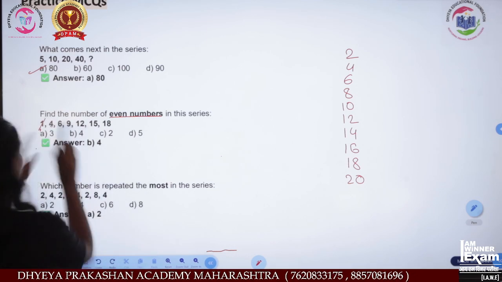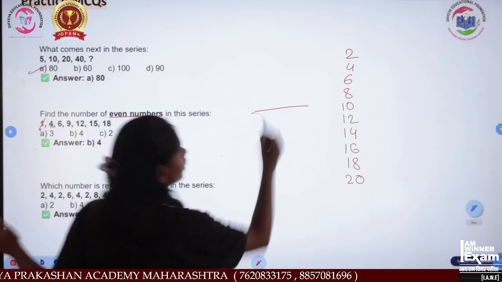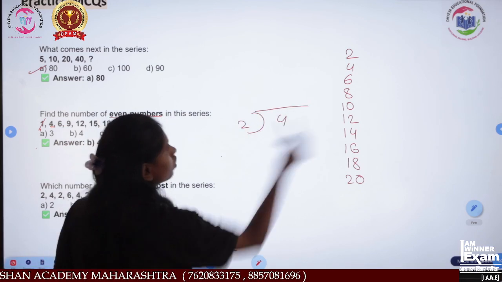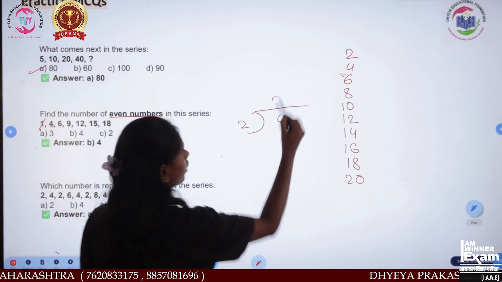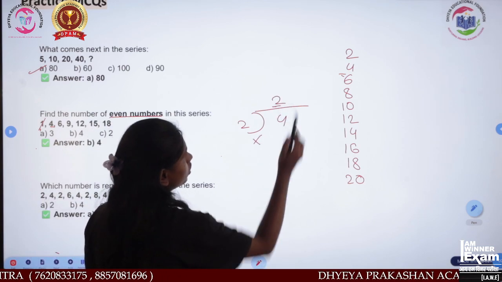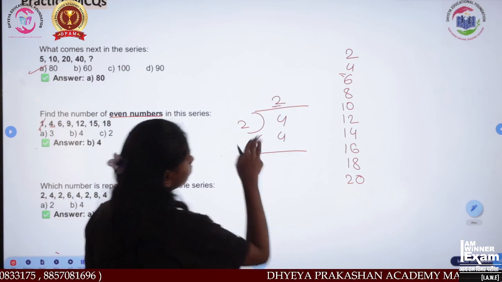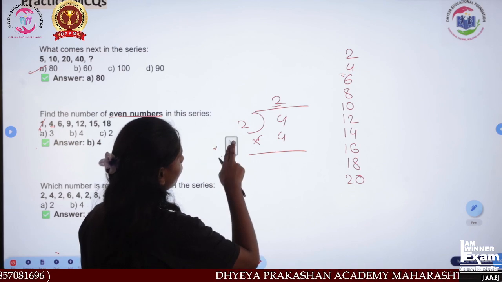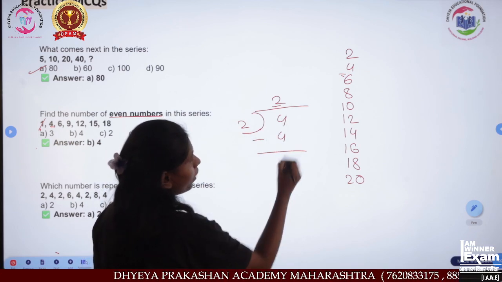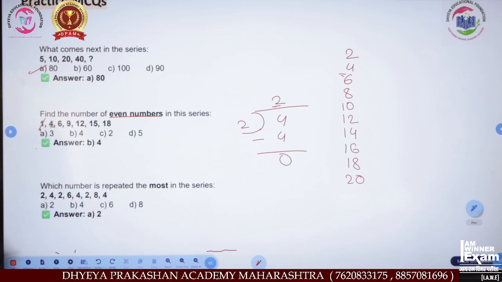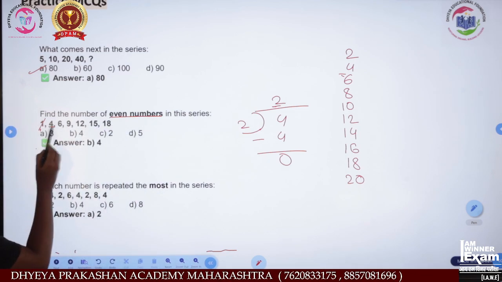Then 4. Let's see. There is a 4 in the 2's table, right? At the second place. So here the 2 and the 4, and here should be the minus. So 4 minus 4 will be 0. So 4 is an even number.